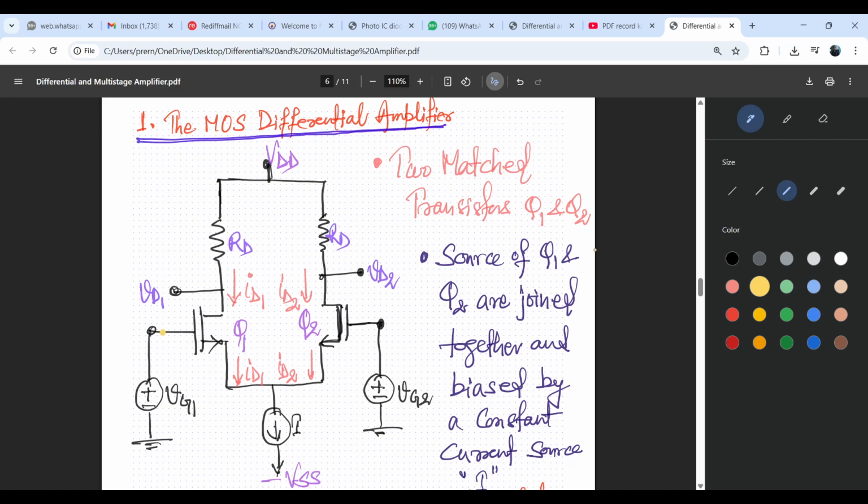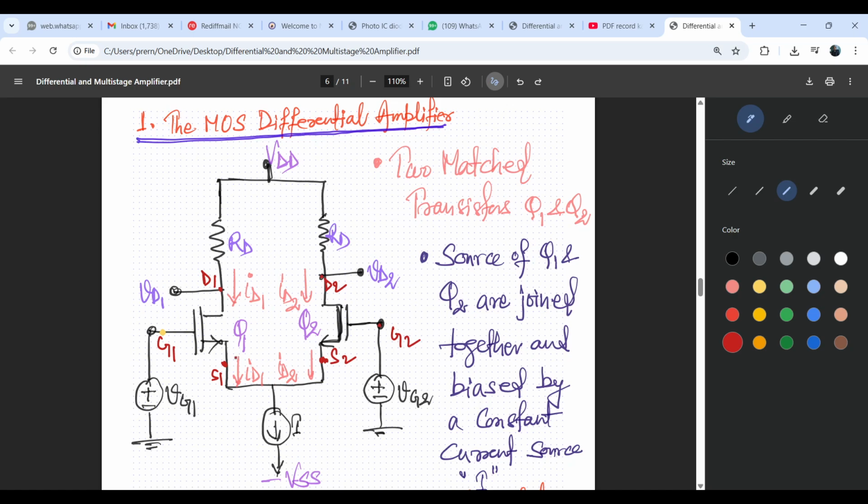where through the gates, say G1 and G2, we are giving the inputs VG1, VG2, and through the drain D1 we are taking the output. This one is our source 1, source 2, and this one is our drain 2. The current in the circuit is iD1, iD2, and the gate current is negligible because of the very high input impedance, and the current I goes to the minus VSS supply. So two MOS transistors are there, Q1 and Q2.